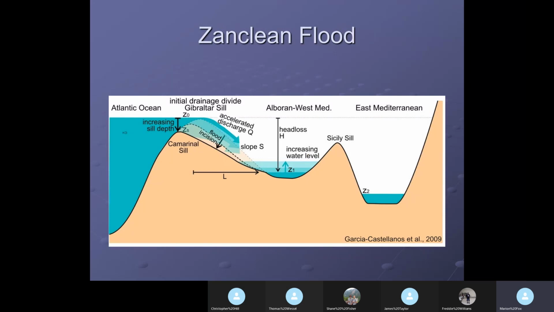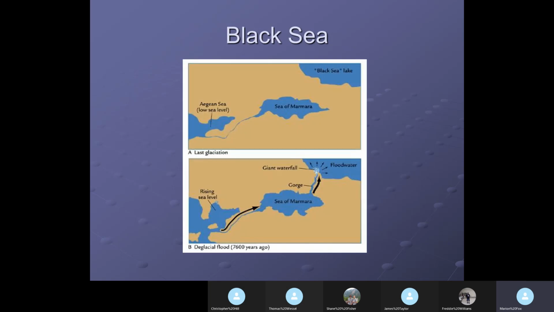So this area here would fill up right in here first, then it would eventually go over the Sicily sill and fill this area up over here. So it would fill it up, and then it would continue over, and this would create times where more and less water occurred, and this breach would come across here. The water would come across and fill up the eastern Mediterranean.